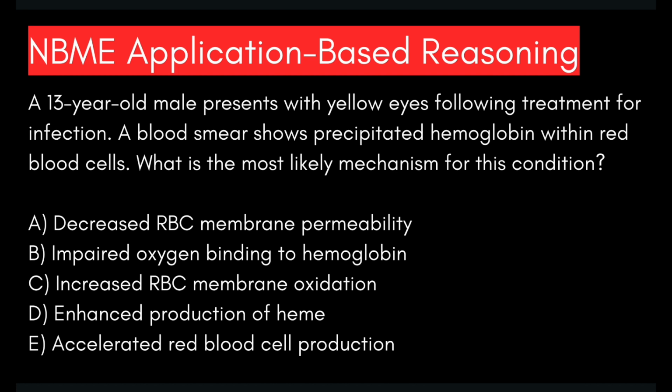Next question. We have a 13-year-old male that presents with yellow eyes following treatment for infection. A blood smear shows precipitated hemoglobin within red blood cells. What is the most likely mechanism for this condition? Give yourselves a few seconds to think that through.